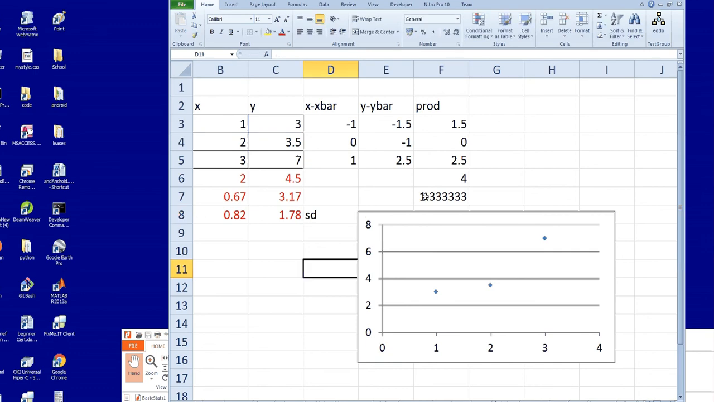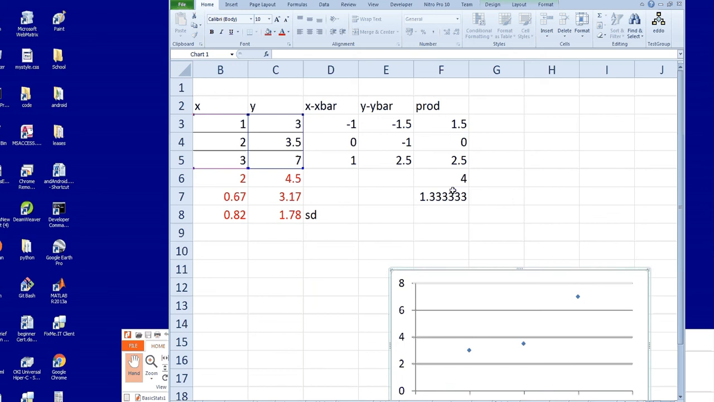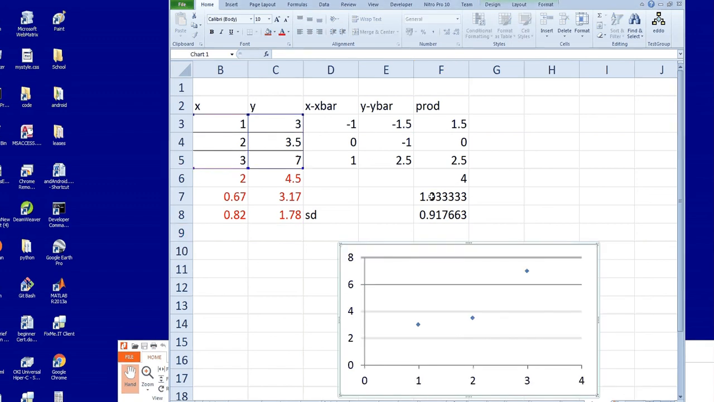So what I'm going to do is divide this number here, so I'm going to say equals the covariance divided by the product of the standard deviations. So equals that multiplied by this, and you can close that off. I'll just reduce the decimal places from here, make it a bit more readable.